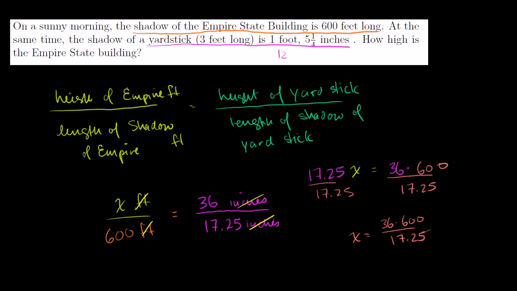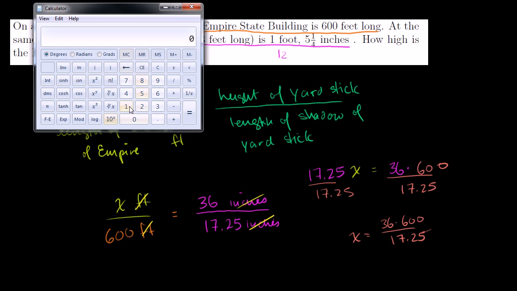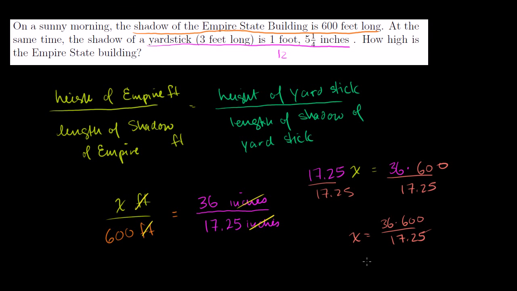Let's get the calculator out. So x is equal to 36 times 600 divided by 17.25, which is 1252.2. Let's just round it. So x is equal to 1252.2 feet, which is almost a quarter of a mile. So the Empire State Building is pretty high.